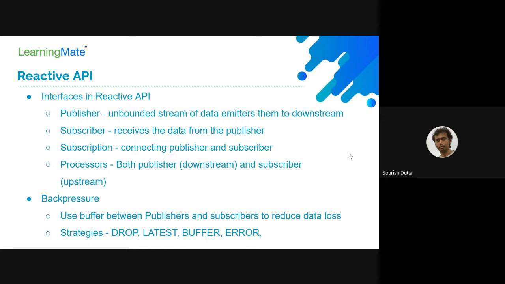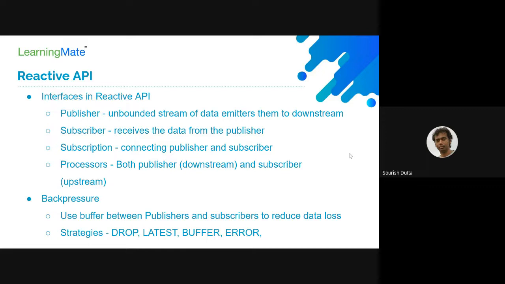Now, when you're talking about back pressure, it is implemented using a buffer. Buffer basically stores the data that has been produced by the publisher but not yet consumed by the consumer. So within the memory, this data resides. It isolates the publisher and the subscriber, and it reduces data loss.